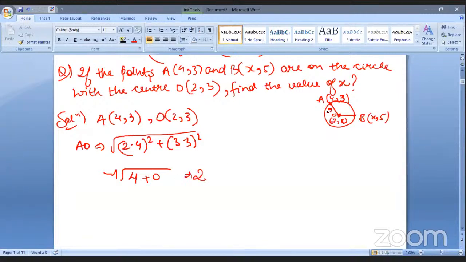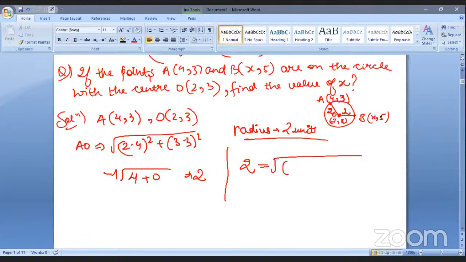Now if one radius comes out to be 2, we all know that the radius of a circle remains constant. Radius never changes. So if the radius is 2 units, it would be 2 for the entire circle, for the entire line segment. Whatever we draw, it will be 2 only. So this particular radius will also be 2, and this distance OB would be 2.